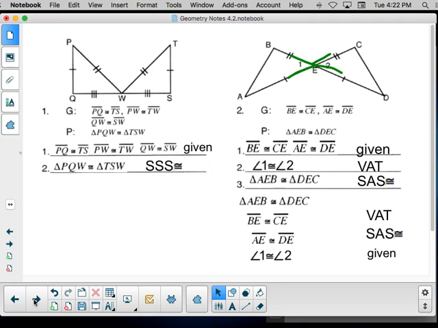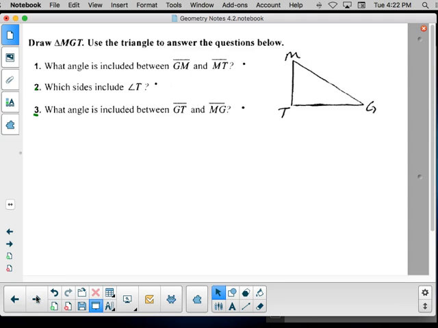Okay, so we've got these. So let's make sure we've got these by practicing. Draw MGT. I've got MGT up there. If you haven't gotten it, you put it in. Use the triangle to answer the questions below. What angle is included between segment GM and segment MT? Now, hopefully, you're guessing that it's the letter between them. So angle M should be there.